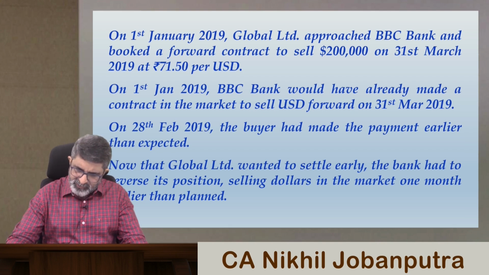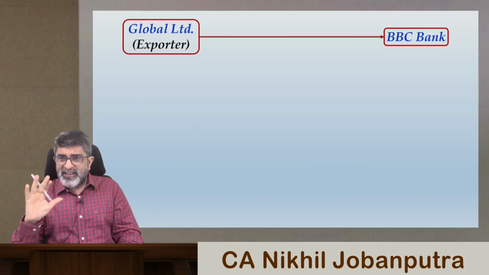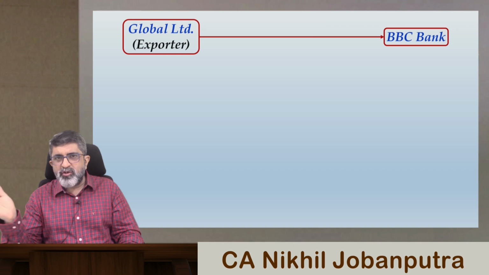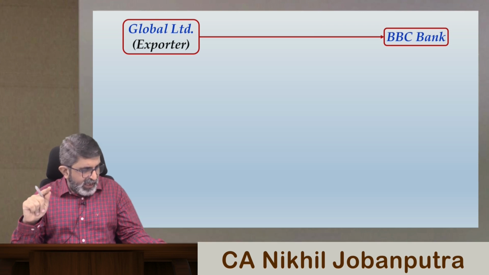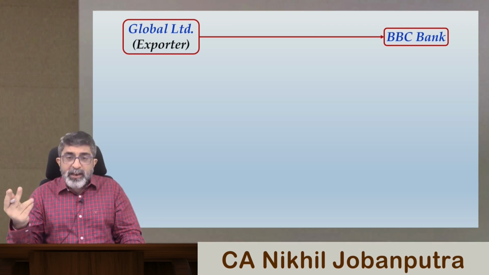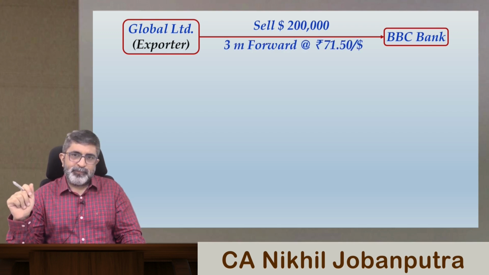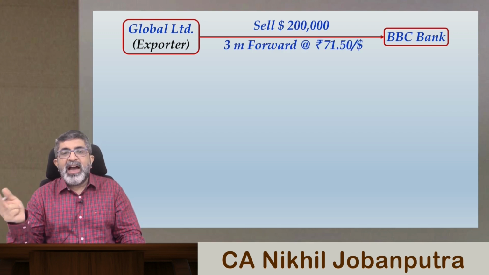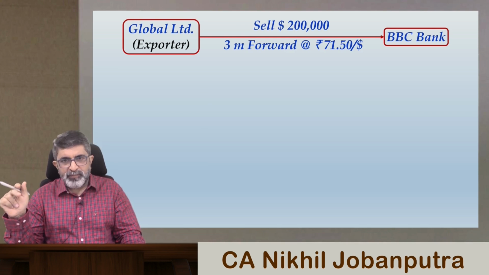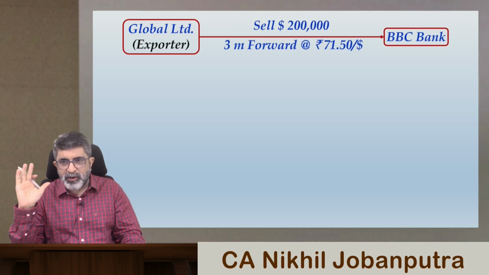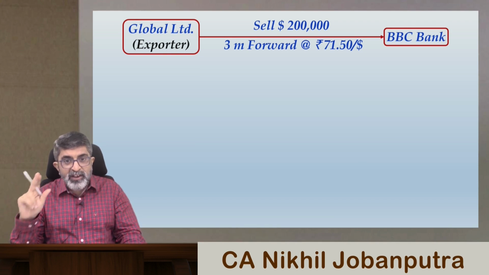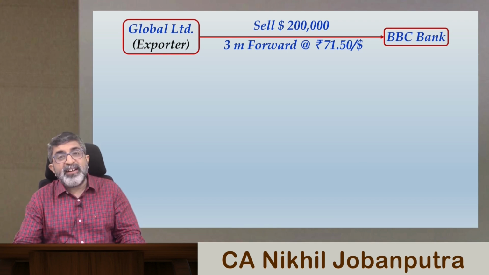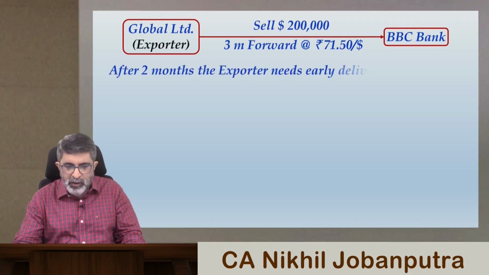Now, if I take the solution beginning, I would say Global Limited, that is the exporter, and BBC Bank, they have entered into a contract. Which date have they entered into a contract? 1st January 2019. What kind of contract? That Global Limited will sell $2 lakh 3 months forward at what rate? 71.50, that is rupees 71.50 per dollar. This is the contract between the two parties on which date? 1st January 2019. The contract is supposed to be settled on 31st March 2019.